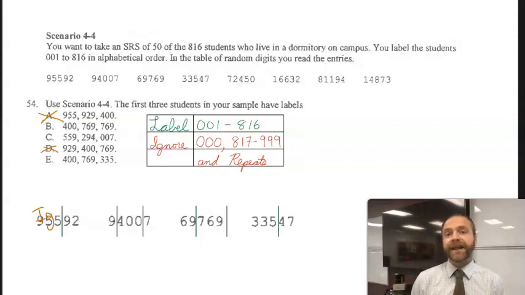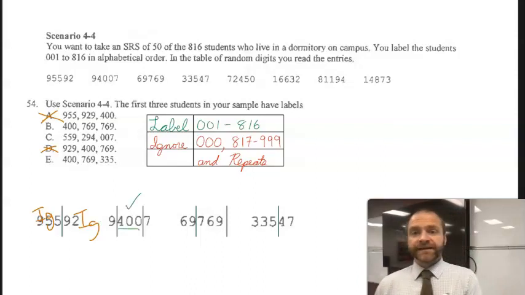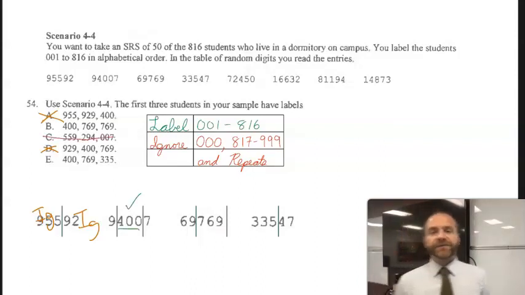Why? For the same reason A is not my answer. We are told to ignore numbers outside the interval from 001 to 816, and 929 is outside that interval. So what's the first number I get? 400. That one is allowed. That's good news, because it tells me my answer is not C. So now I know my answer is either B or E.